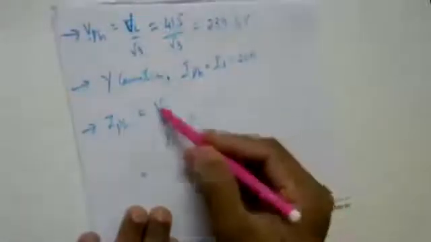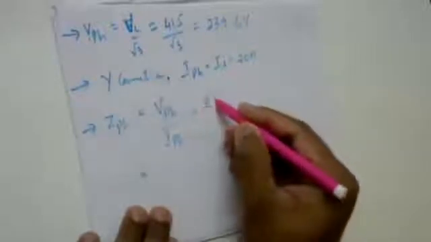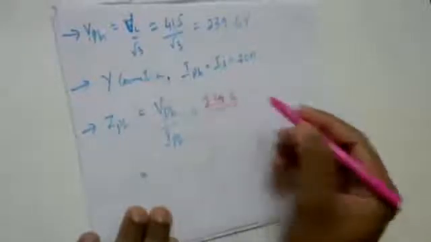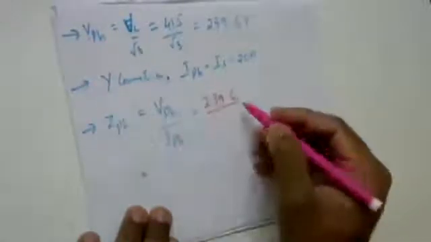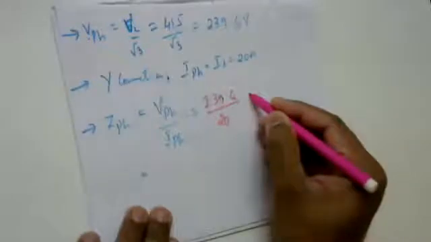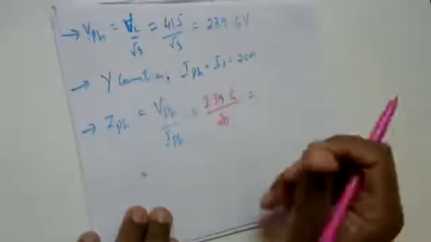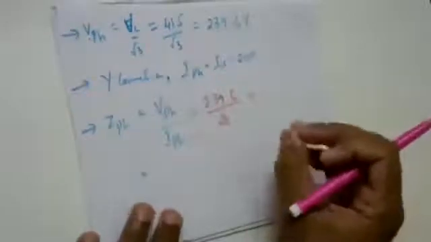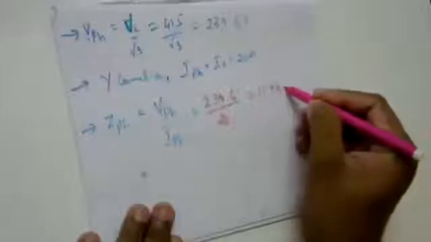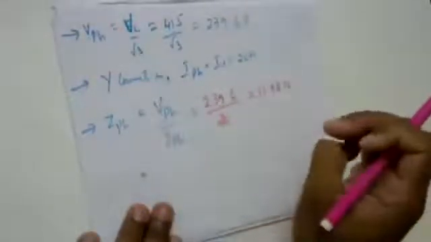So how can I write this? I know the value of V phase is 239.6, divided by the value of I phase, which is 20 amps. So this is equal to, what is the answer? 11.98 ohms. So this is the impedance of each phase.